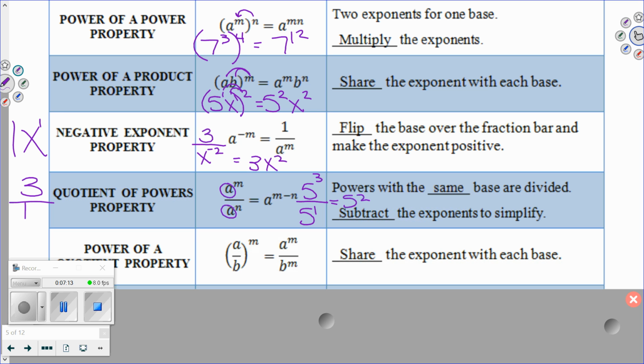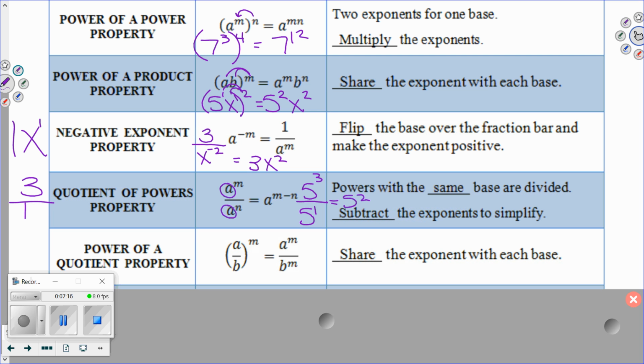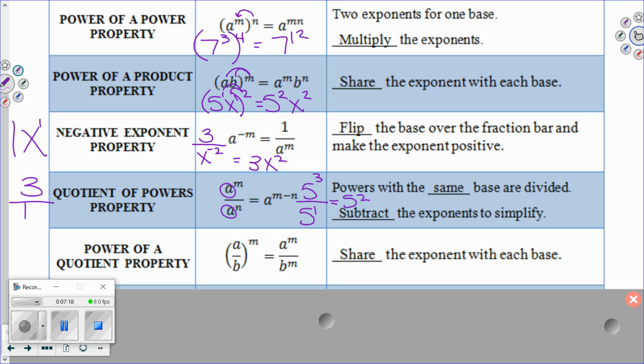All right. We have the power of a quotient property. Again, when I see something outside of a parenthesis, my first instinct is to distribute. Same idea as up here, but if I have a fraction I'm dividing inside here, it's okay. It does the same thing. It goes to the top and it goes to the bottom. Same idea.